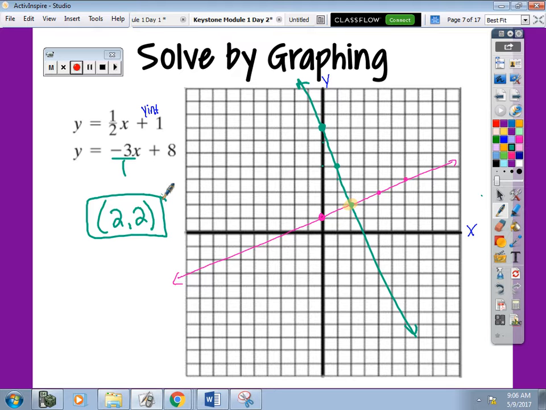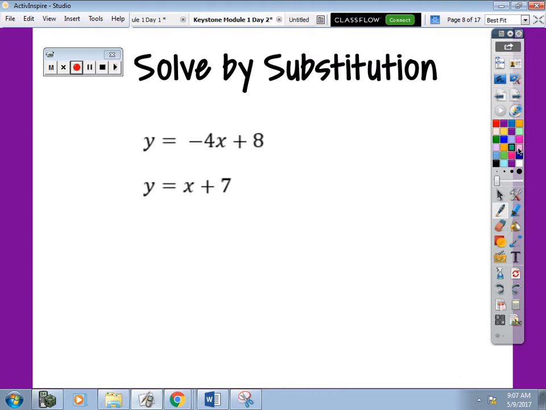Okay, the next one is solving by substitution. So substitution is when you would actually solve an equation for a single variable, which this one's already solved for y. So since y equals this expression, you can take this expression and plug it in for y in the second equation. Okay, so we substitute in this whole thing for y. I get -4x plus 8 equals x plus 7.